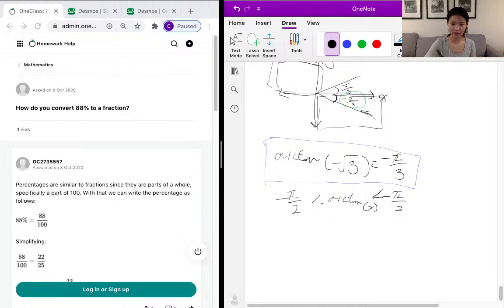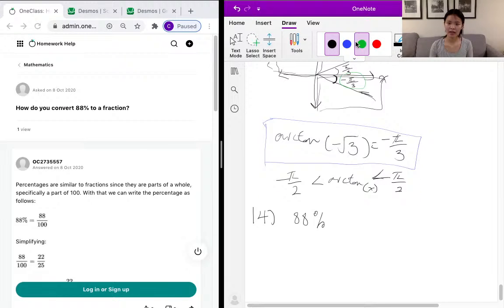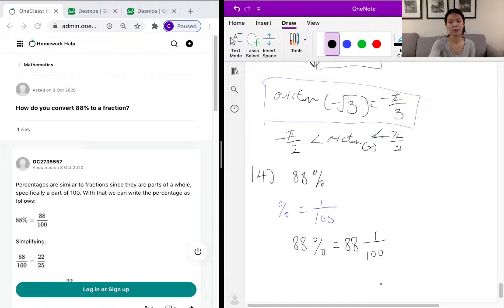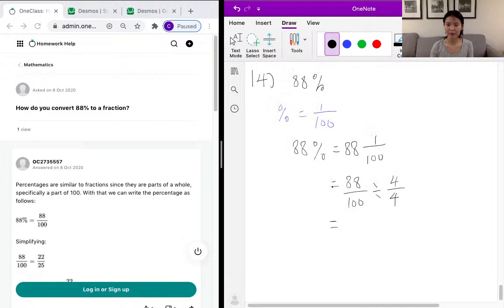So our 14th problem over here is asking us to convert 88% into a fraction. The percentage sign essentially just means 1 over 100. So in order to convert it into a fraction, we just do 88% equals 88 multiplied by 1 over 100, which is essentially what the percentage sign means. So we would have 88 over 100, and then we want to simplify it. The greatest common factor of the numerator and the denominator, in this case, is 4, so we just divide both 88 and 100 by 4.